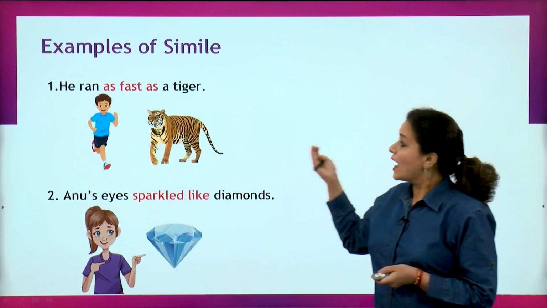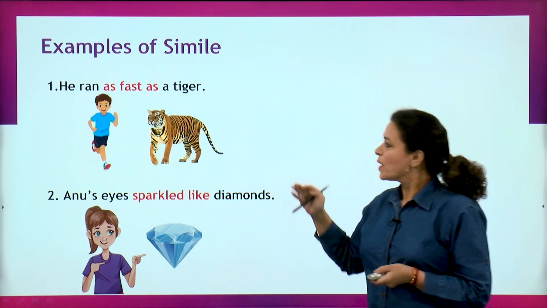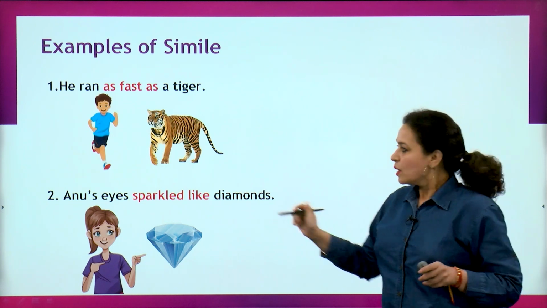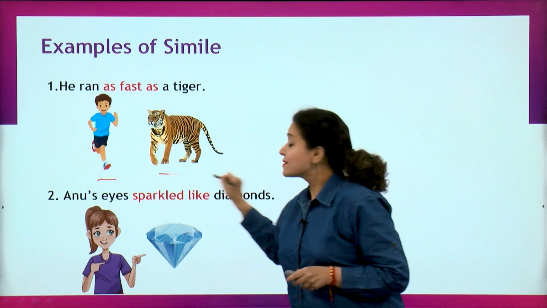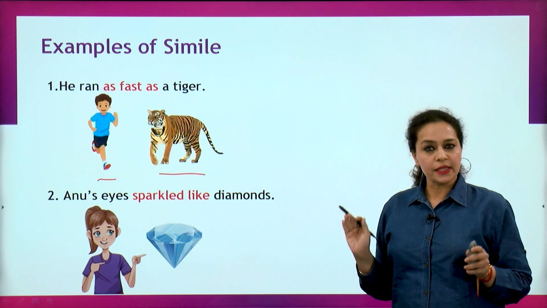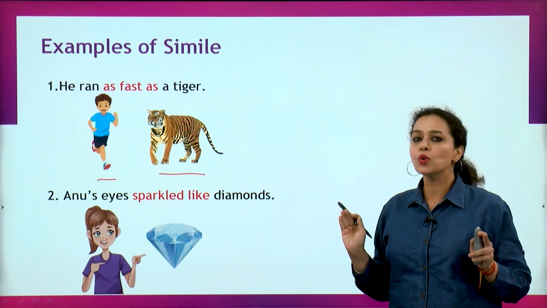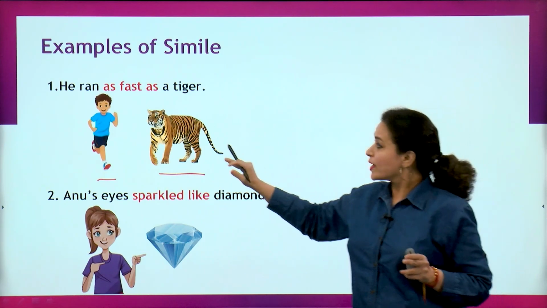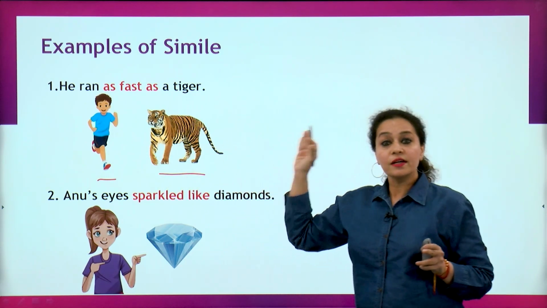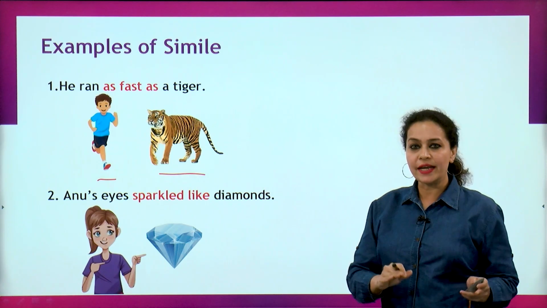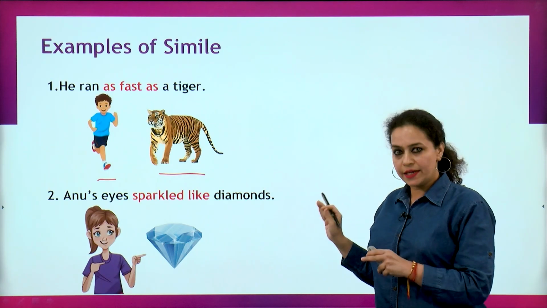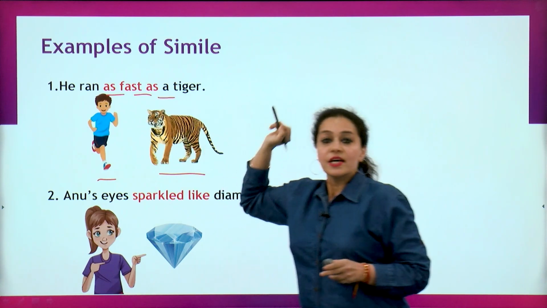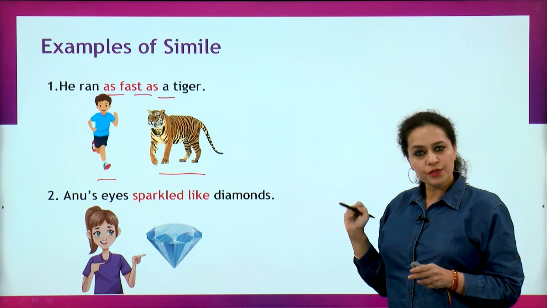He ran as fast as a tiger. Now in this, students, 2 different things are being compared. One is the boy and the other is a tiger. Both are 2 different things, but yes, they have a common quality, that is they are running that is very fast. So we compare boy with the tiger, rather we compare the quality of running with that of the tiger and we use the word as fast as. So this is a perfect example of simile.